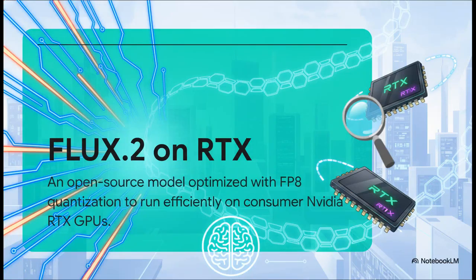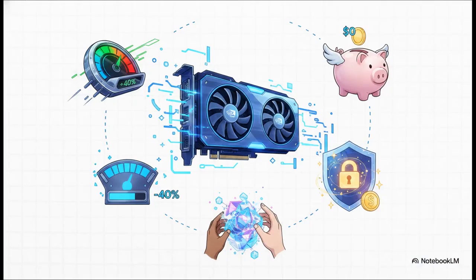So what's the secret sauce here? What makes it work so well? Well, FLUX.2 is this fantastic open-source model, but Nvidia waved a magic wand over it. They used a technique called FP8 quantization. Now that sounds really technical, I know, but think of it this way. It's like taking a huge 4K movie file and compressing it into a much smaller file, but without losing any of the important visual details. That's what they did here, making the model run way faster and more efficiently, even on regular consumer RTX cards. And what that means for you is huge. You get a 40% performance boost, so images generate way faster.